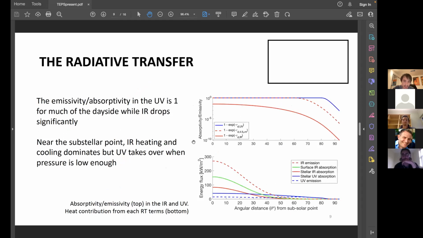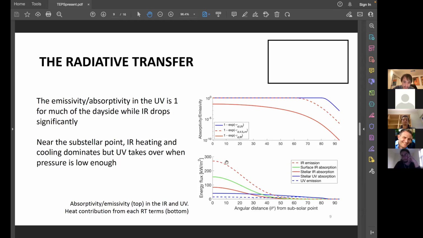Here I'm showing the emissivity and the absorptivity of our atmosphere. You can see that the absorptivity of ultraviolet light is pretty much 1 for most of the day side. So that means pretty much 100% of the star's UV flux is going to be absorbed by the atmosphere. However, in the IR, it drops considerably.